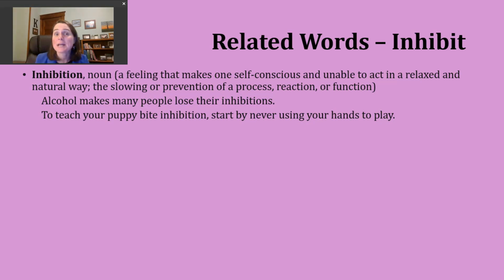A second way to use the noun inhibition can mean the slowing or prevention of some type of process, reaction, or function. An example of this in a sentence could be, to teach your puppy bite inhibition, start by never using your hands to play. So here we're talking about the prevention of an animal biting humans, or maybe even other animals as well. That is the process that is trying to be prevented.